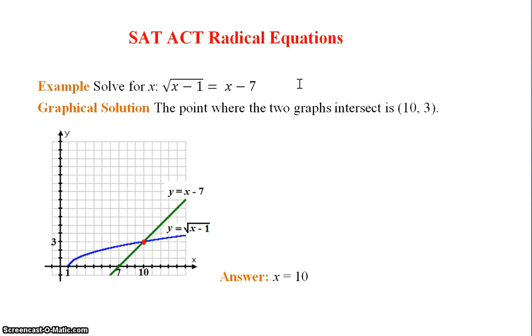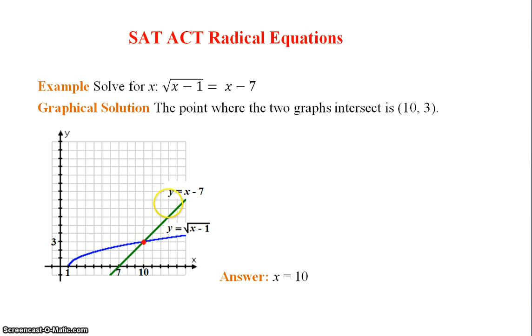Graphical solution. Let us draw the graphs of the left and right sides and find the point of intersection. The graph of the left side is the graph of a radical function y equals square root of x minus 1. The parent function is y equals square root of x, and it is shifted 1 unit to the right. The vertex of the graph is at the point 1, 0.